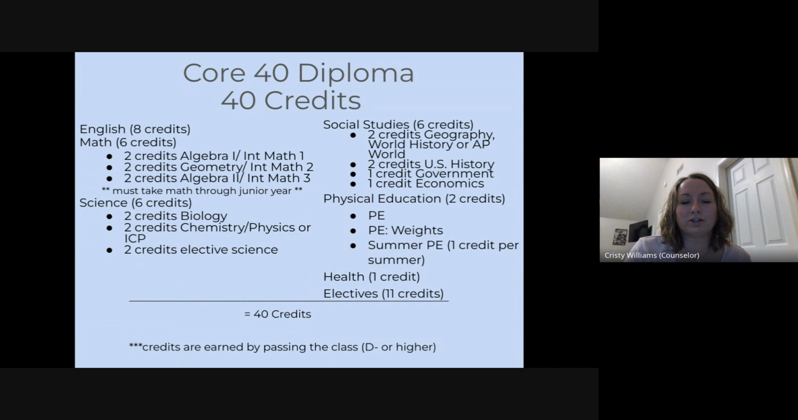And then overall, just to hit the 40 credits, that would mean 11 elective credits in any other category and any other classes that they would like to take throughout their 4 years.